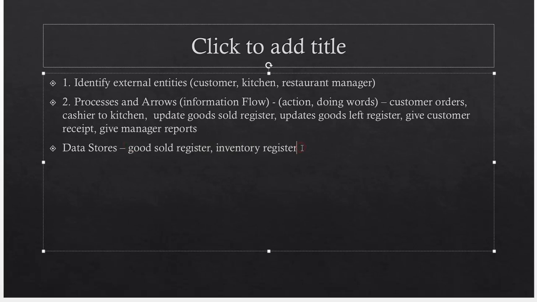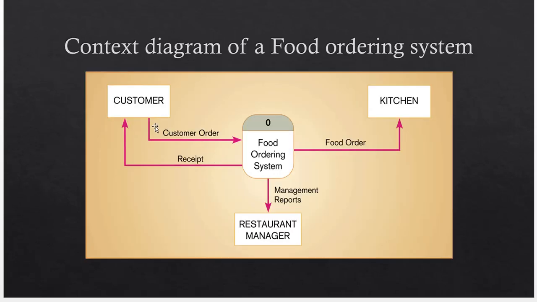So now you have identified these three very important parts: the external entities, your processes, and your data stores. Now you can come to your data flow diagram and say, how do my external entities interact with the system? That's why you now start joining them using these arrows to say, from the customer, the system is getting customer order, and then from the system, the customer is getting a receipt. From the system, we are getting a food order, which is going to the kitchen, and from the system, we are also getting a restaurant manager.